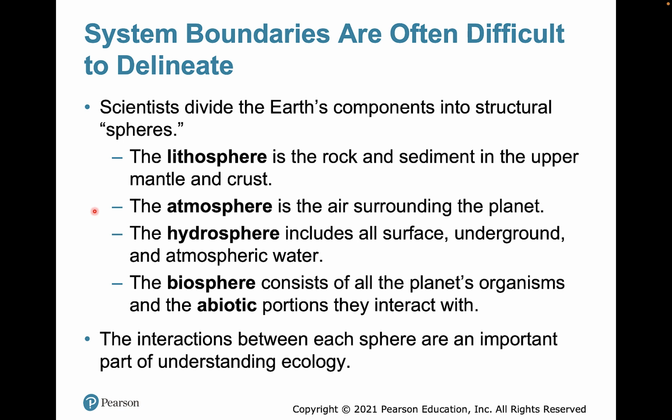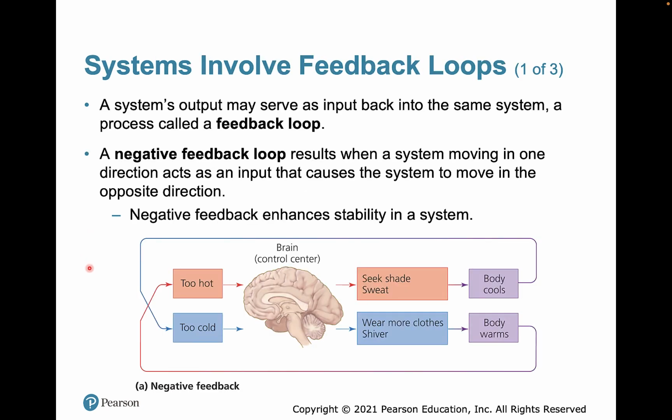Okay, so it's really hard to draw a solid line. So how these spheres interact helps us understand ecology. This is huge. This is a big idea in this course that we're going to keep coming back to, especially when we get to the section on climate change. So you can look at the input in a system and the output in a system, and you get something called a feedback loop. Okay?